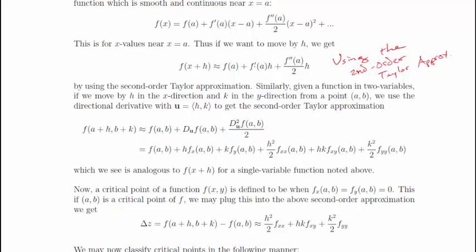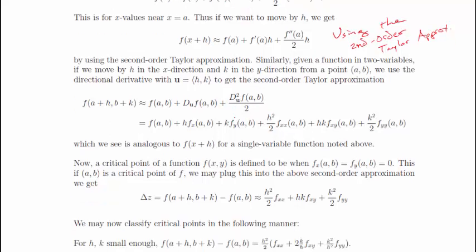So this is just analogous to what we had above, except instead of just plugging in an x value of a, we're plugging in a point a comma b for my second derivative and first derivative. The h that we have in my Taylor approximation for the single variable is actually going to show up in our derivative here in the next line.